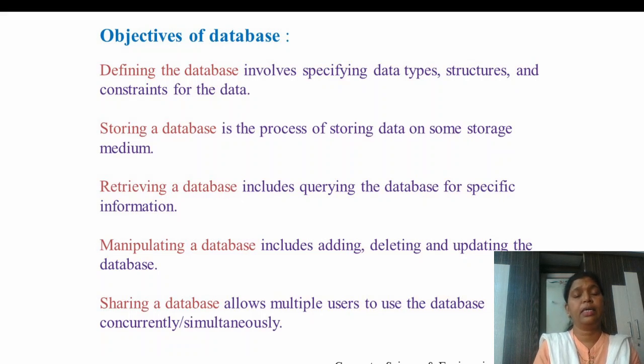So as you know the basic terminologies, now you must be knowing database is very, very important in our everyday life, and it should not be just some fact and figure. It should have some basic objectives. So here I am defining those basic objectives.